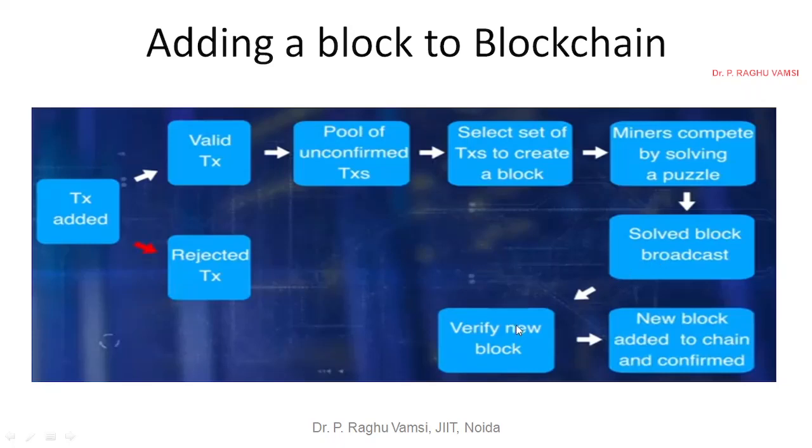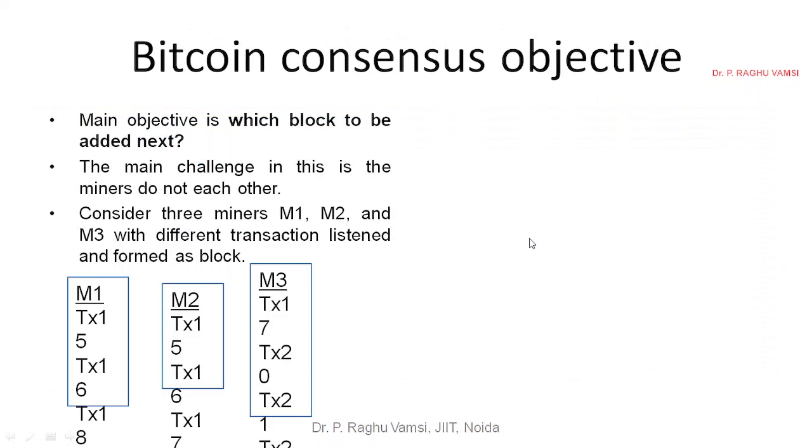Once the hash puzzle is given, if they solve it and give the solution, anyone can verify it with that puzzle, because the puzzle will also be identified, as well as the recently generated puzzles. So this solved block will be broadcasted, the new block is verified, and once the verification is done, the new block is added to the confirmed blockchain. This is the way adding a block to the blockchain is done.